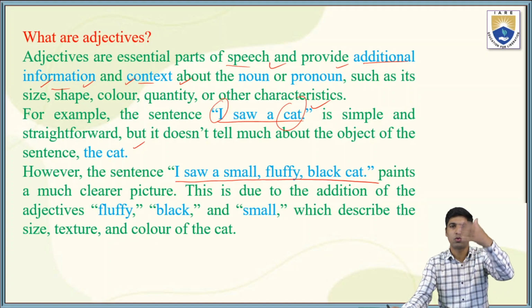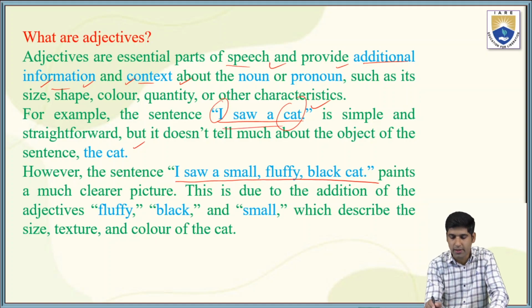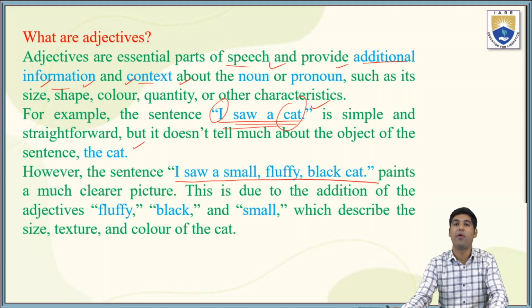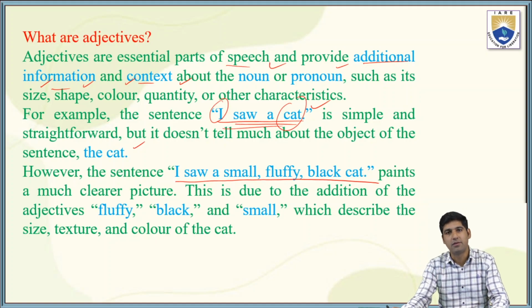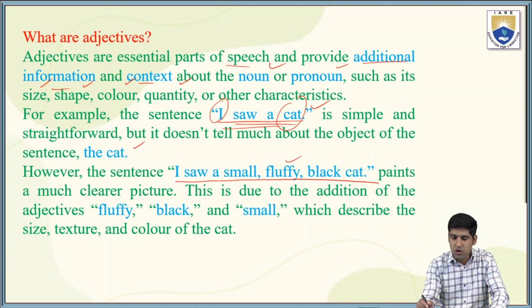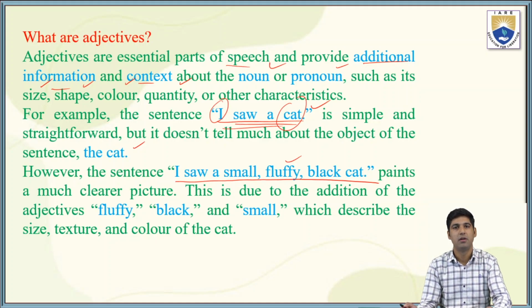You do not know what was the size of the cat, what was the texture of the cat, what was the color of the cat. You don't know these things. This sentence is not telling you that information. But now we have a sentence where it says, I saw a small, fluffy, black cat. This sentence gives you much clearer information about the cat.